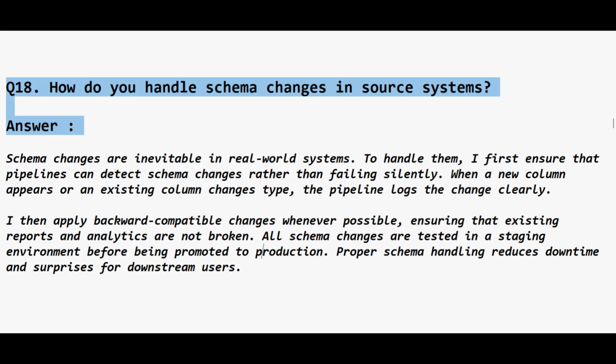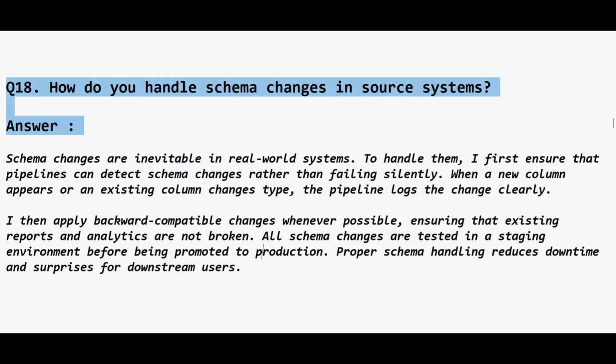Question 18. How do you handle schema changes in source systems? Answer. Schema changes are inevitable in real-world systems. To handle them, I first ensure that pipelines can detect schema changes rather than failing silently. When a new column appears or an existing column changes type, the pipeline logs the change clearly.